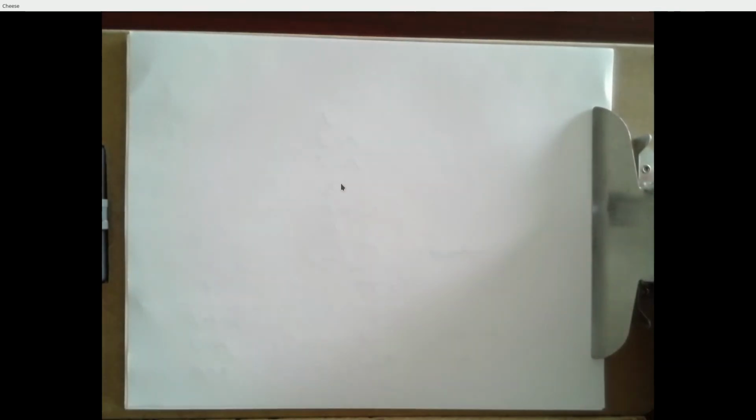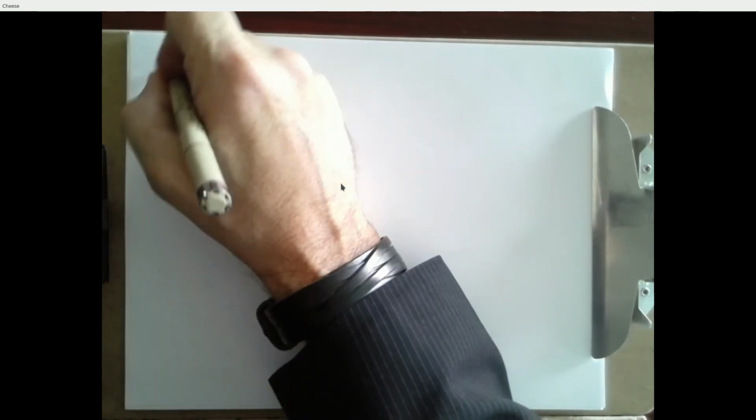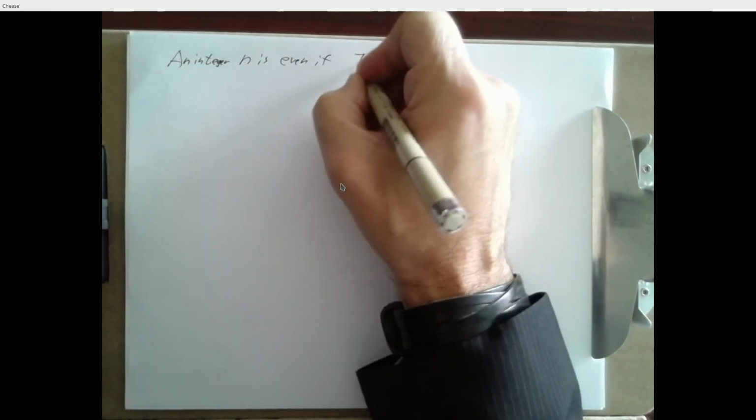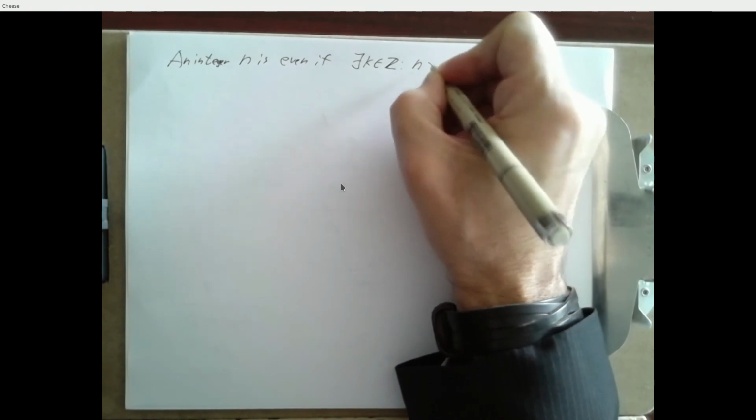All right, so let's look at proofs. A lot of our proofs deal with even and odd numbers. It's a handy topic, right? So let me remind you of the definition. So an integer n is even if there exists some integer k in Z such that n equals 2 times k.